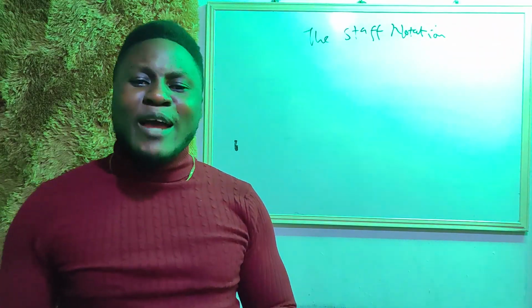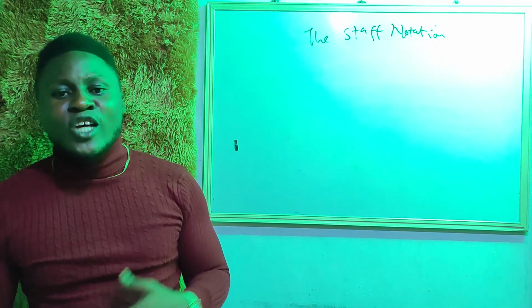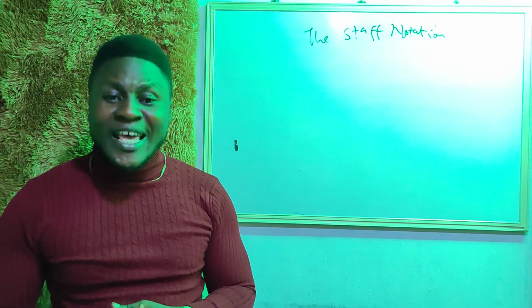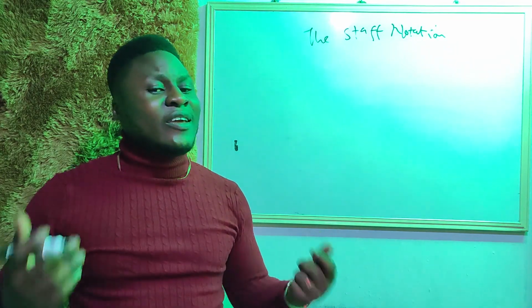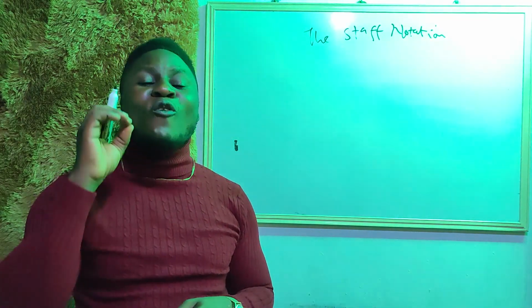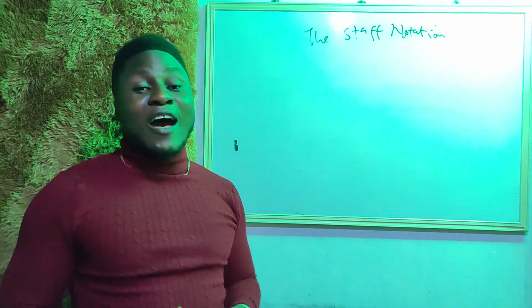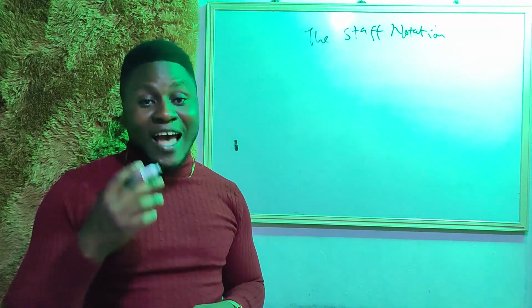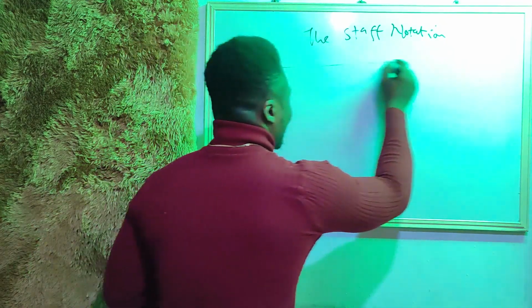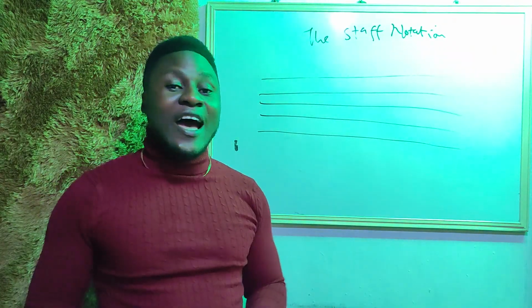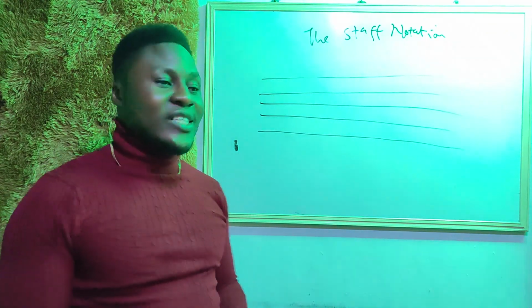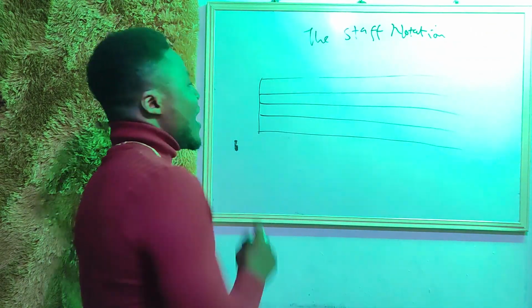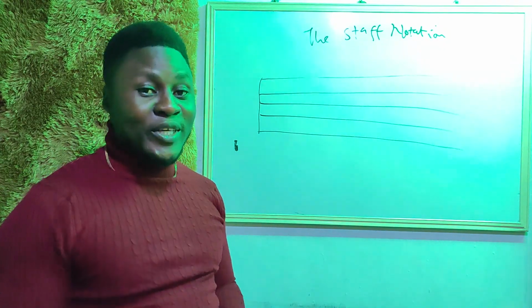There are different types of staff notation, some used for writing string instruments, drums and percussive instruments, and some for vocals. Irrespective of the type, they follow a standard system of music notation. The staff comprises of 5 lines and 4 spaces. This is the staff. 1, 2, 3, 4, 5. The staff comprises of 5 lines and obviously 4 spaces.